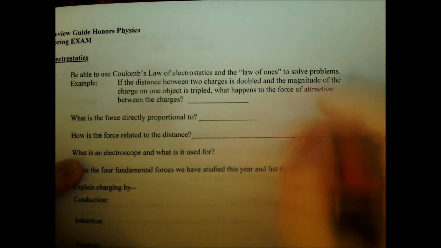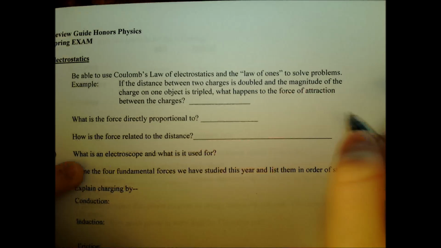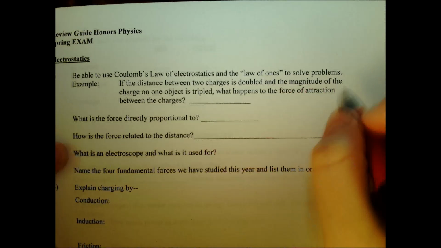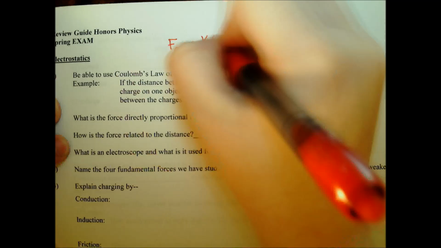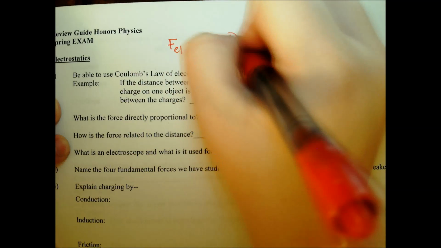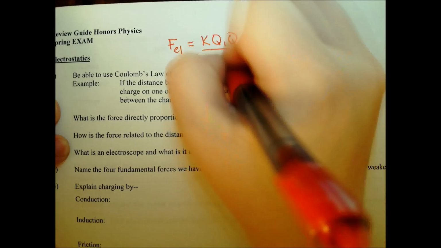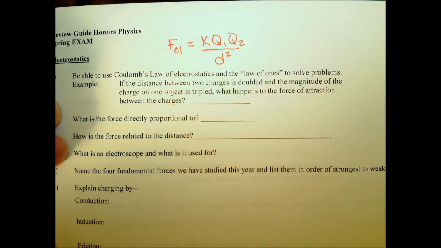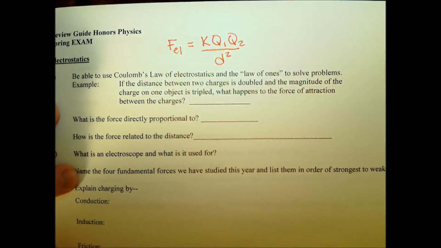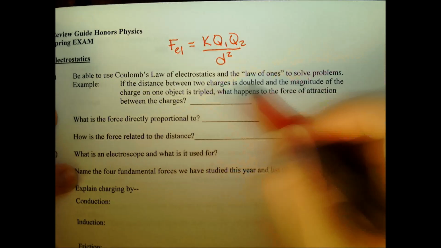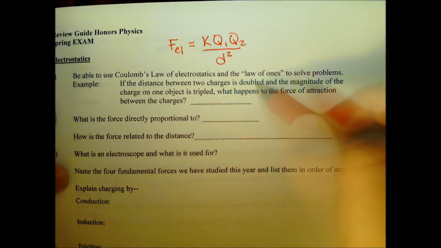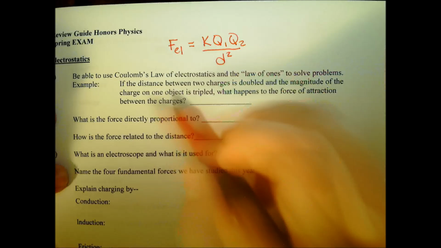So, electrostatics, it asks us to be able to use Coulomb's law and the law of ones to solve problems. So Coulomb's law looks like this. It's the first equation on the equation sheet under electricity. K Q1 Q2 over D squared. So it's telling us the distance between the two charges is doubled, the magnitude of one charge is tripled.